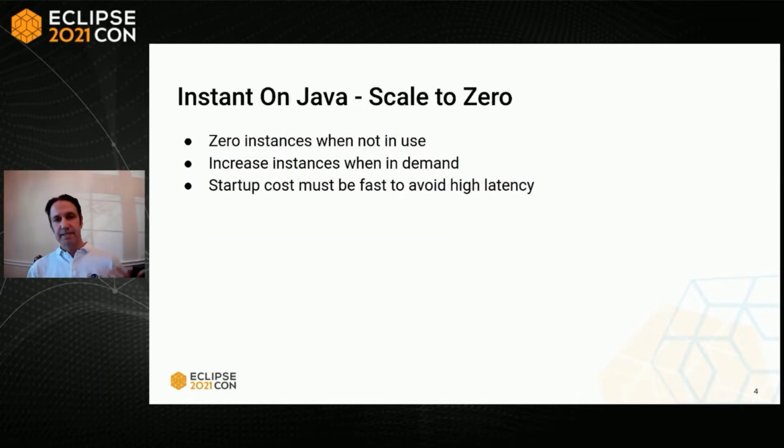So what do I mean by scale to zero, and why would you need instant on Java for that? The basic idea behind it is when you're deploying your applications to the cloud, your application instances may take up resources, and you don't necessarily want to pay for those to stay up and running if you don't have any traffic headed to them. But as your demand increases, you would like to be able to increase those instances and be able to meet the demand of the users.